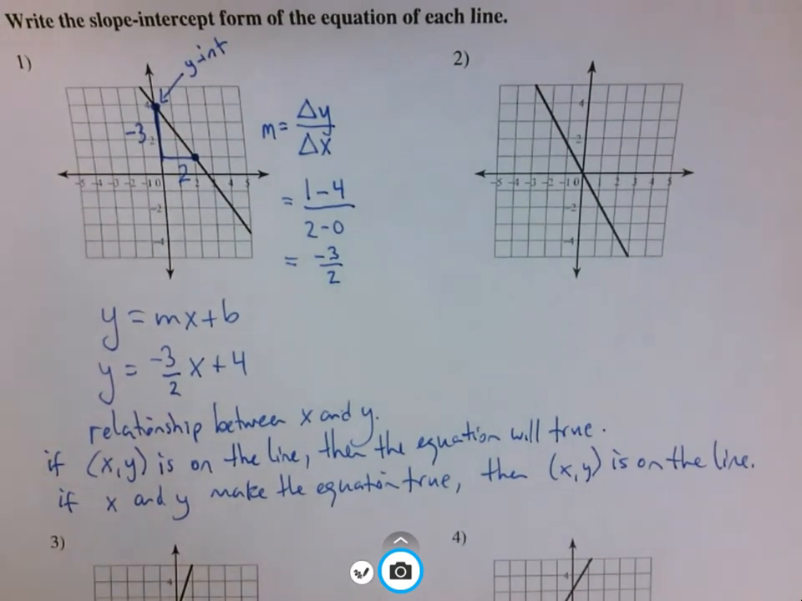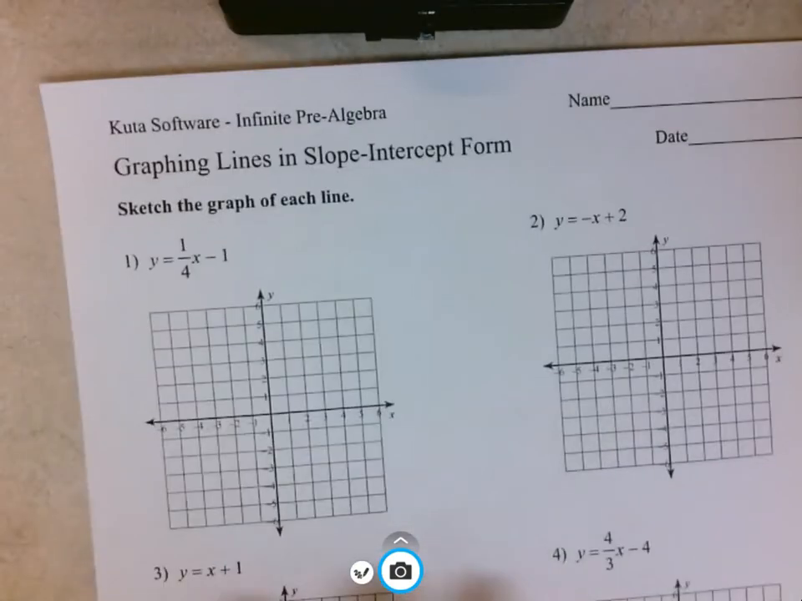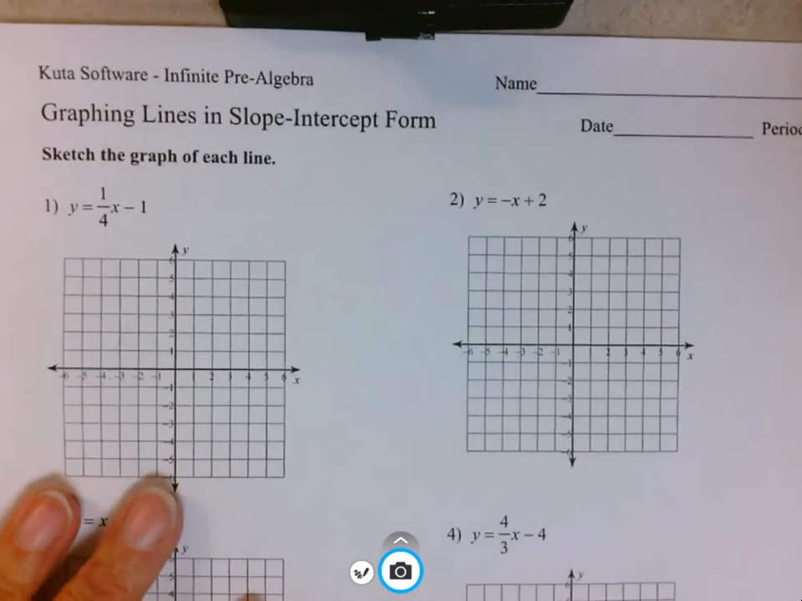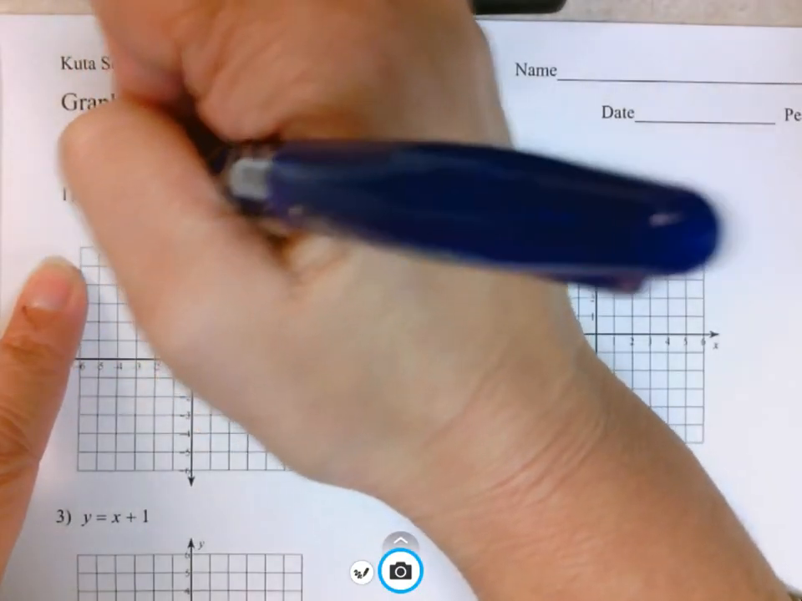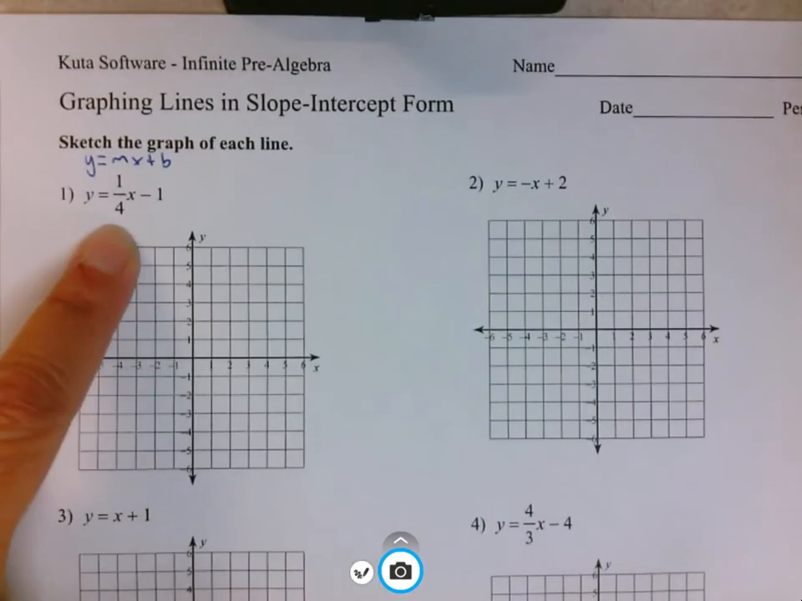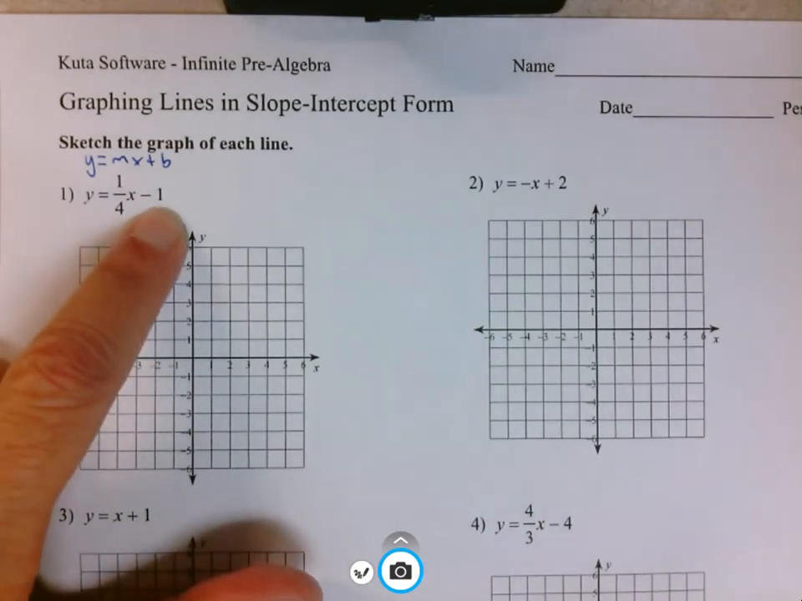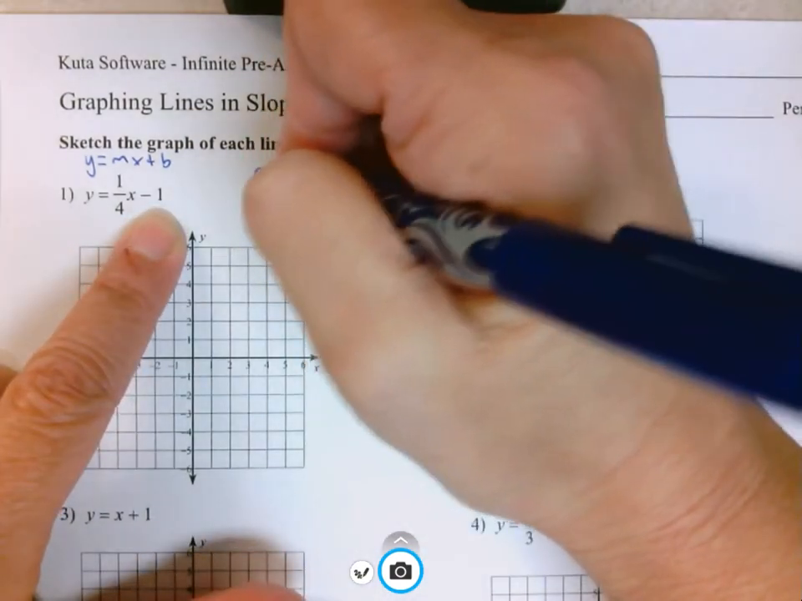All right, let's do it one other way. What if I give you the equation and ask you to graph it? Okay, then what? So let's go. We see the equation is y equals mx plus b. All right, m is 1/4, b is -1. So let me write that over here.